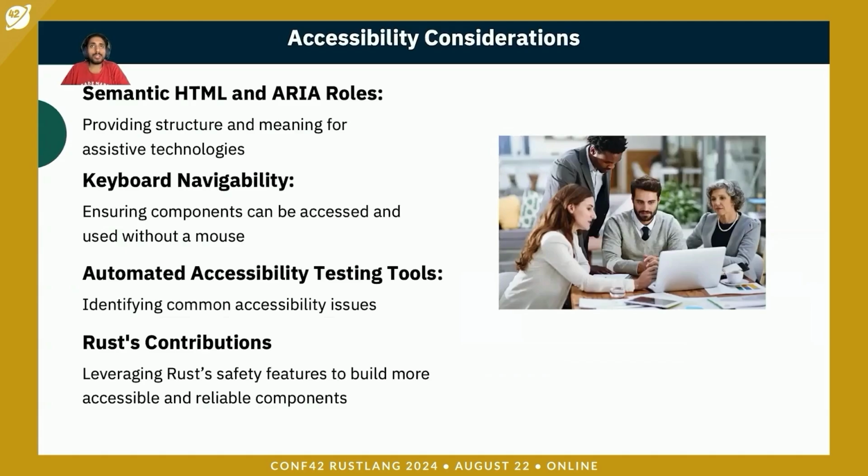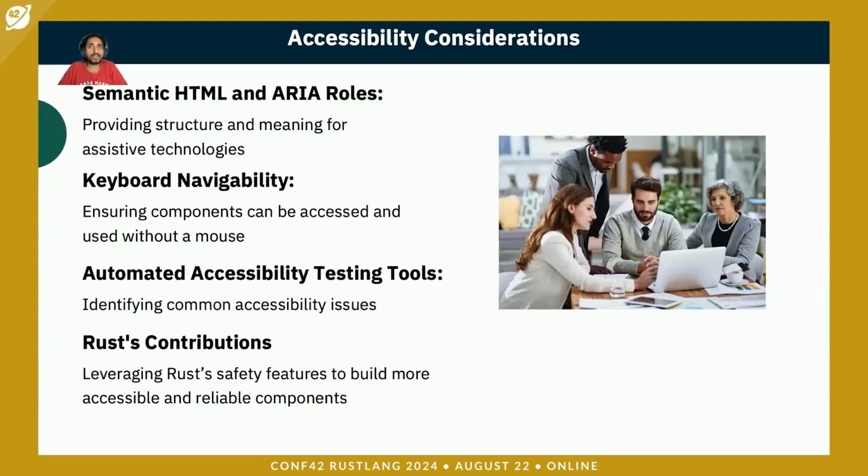Automated accessibility testing tools. Tools like Axe, Lighthouse, and Wave can help you identify and fix common accessibility issues on your site. These tools analyze your site's code and highlight areas that might be problematic for users with disabilities.